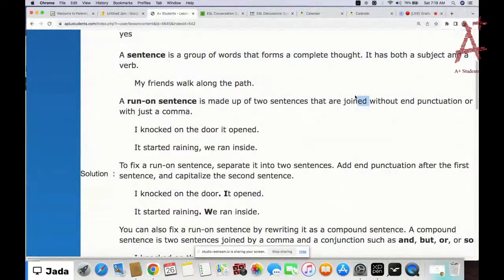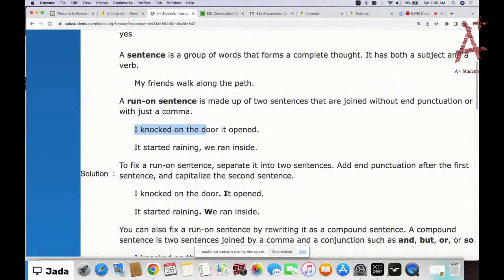So the run-on is two sentences that are joined together. That's what you need to take note of. They are joined together without an end punctuation or with just a comma. That's the problem. It's just like this: I knocked on the door, it opened. You see that that is two sentences together. They're joined together and they do not have end punctuation.